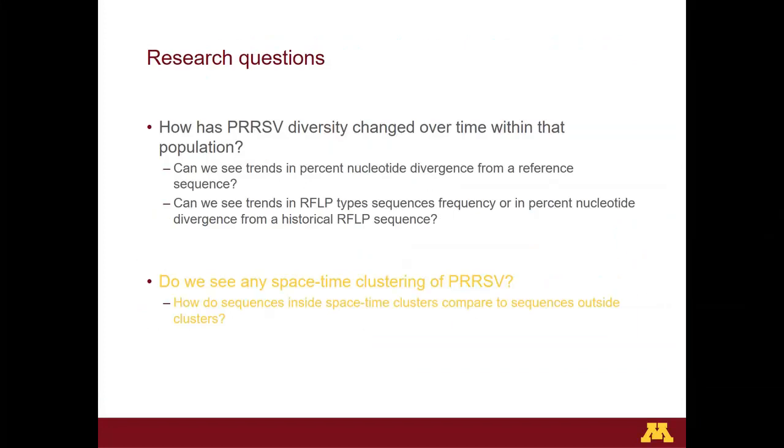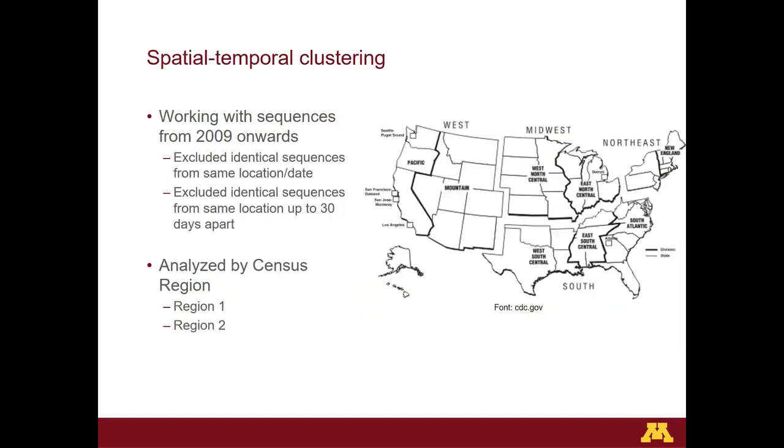And lastly, do we see any space-time clustering of PRRS? And how do sequences inside clusters compare to sequences outside clusters? For that, we are working only with sequences from 2009 onwards, and this is because most of our sequences are from that period of time, just because sequencing got more frequent, more common.